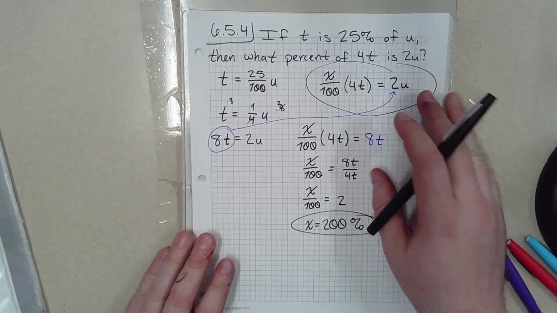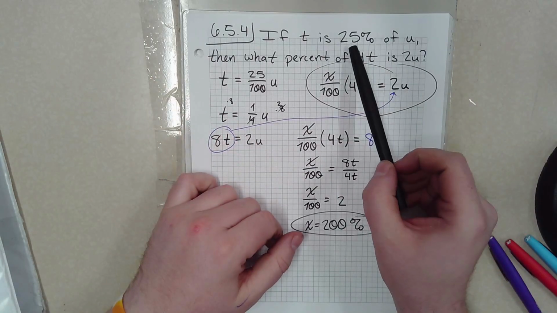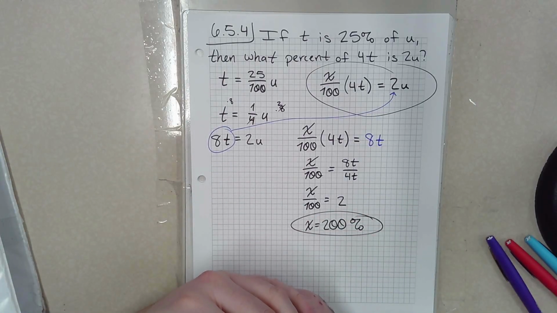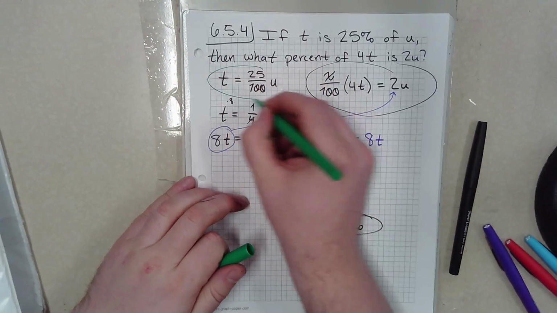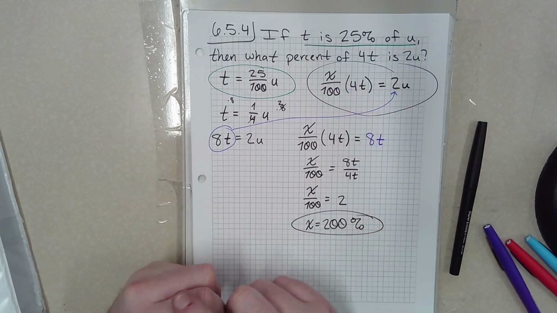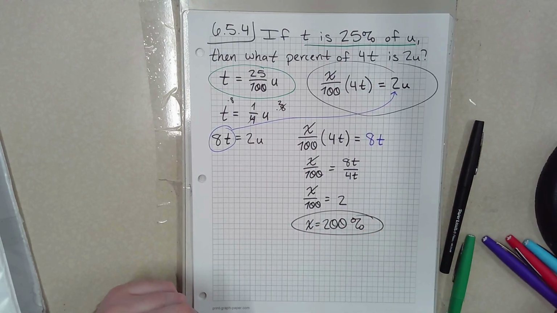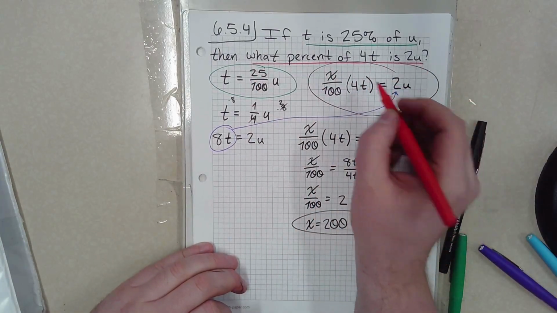But I think, especially since the numbers are going to be changing for these problems, it's going to be kind of hard to see it, right? If that's a random percent, it's going to be harder to just do this stuff in your head. So I think the main key is set up what it says here. T is 25% of u. And we know, I guess I'll do that in red, we want to know what percent of 4t is 2u.